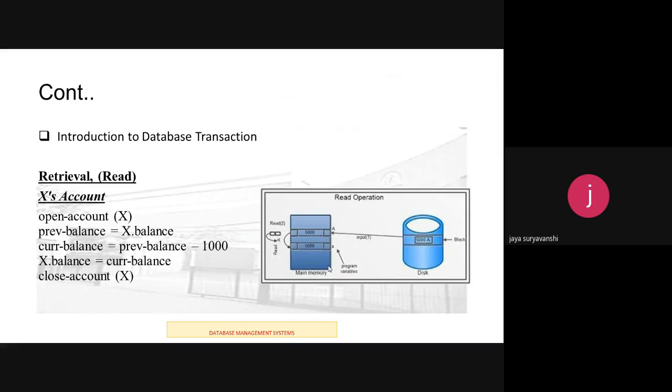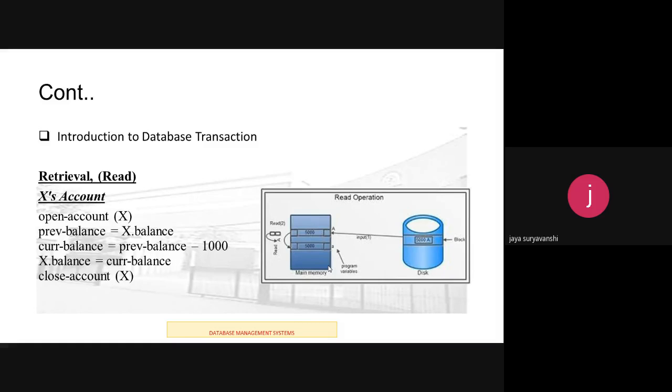So these transactions can be defined as an action or a series of actions carried out by a single user or application program to perform operations for accessing the contents of the database. These operations can include retrieval, that is the read operation, insertion, that is the write operation, and the delete operation as well as the modify operation.